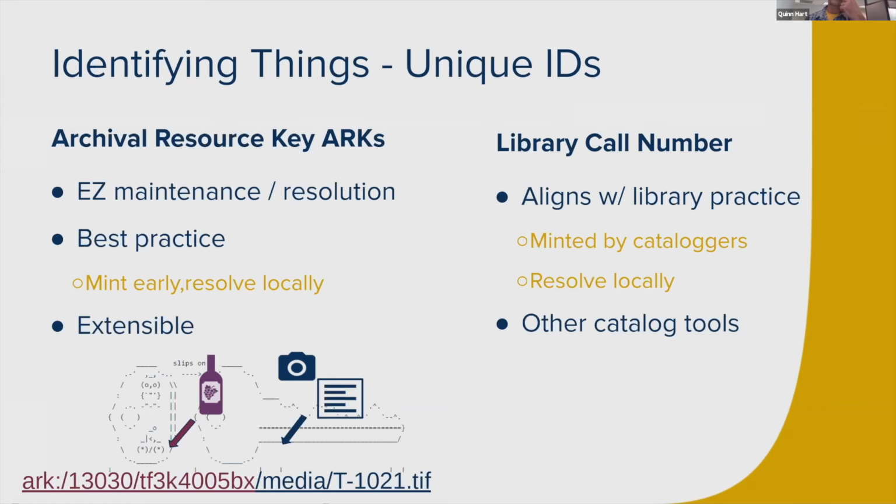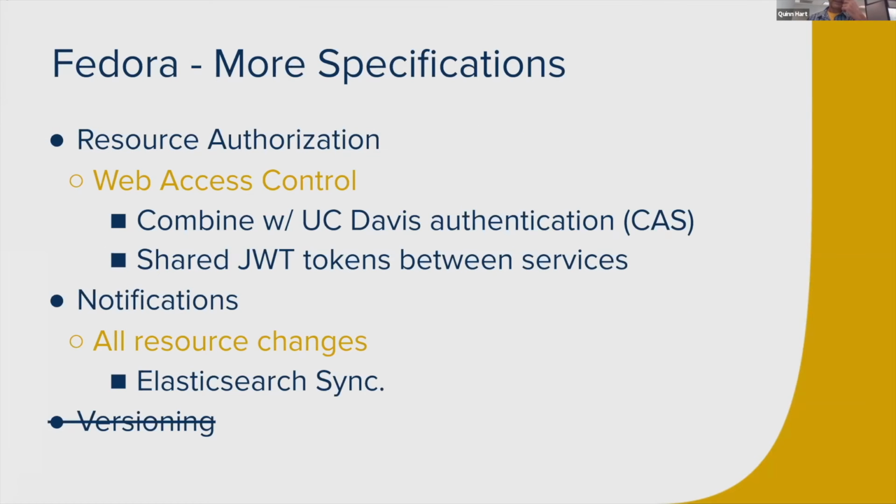Some of our objects also use library call numbers, which aligns a lot with current library practice, and that's mixed in with other cataloging tools that exist. In terms of Fedora, we use most of the other specifications. We do use web access control. The authorization system is via CAS, but then we share tokens for the authorization. Notifications we use to update our indexes. We don't use a lot of versioning right now in our system.